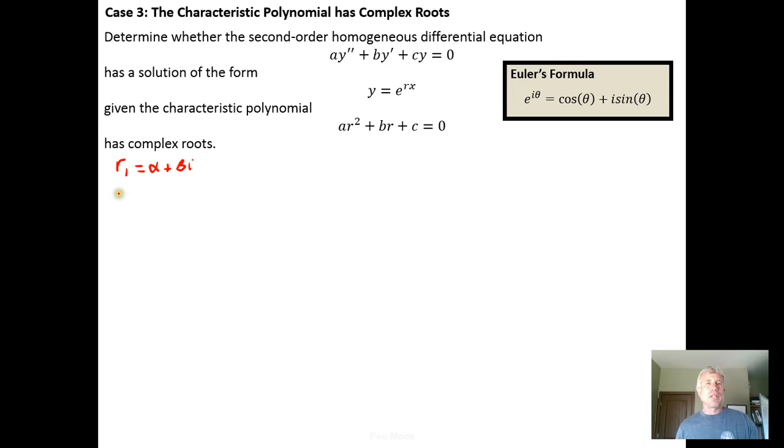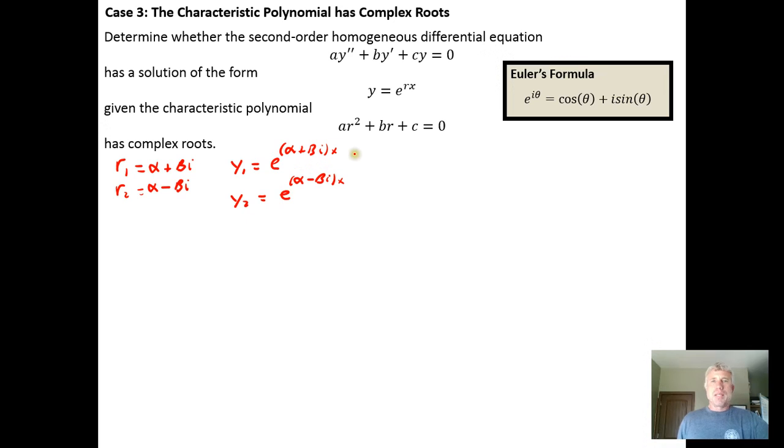And the solutions always occur in conjugate pairs. So if you get alpha plus beta i, you also get alpha minus beta i as a solution. So for the differential equation, when the roots are complex, we really do get two solutions. It just happens to be that our solutions have a complex component to them. We get a solution y sub 1 that looks like e to the alpha plus beta i times x, replacing the root with the alpha plus beta i. And we get a second solution y sub 2 that looks like e to the alpha minus beta i times x.